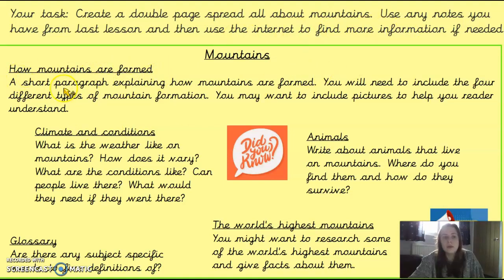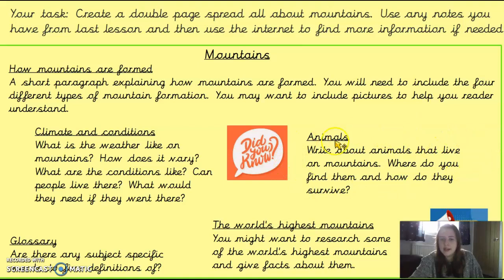So, how mountains are formed. We know how different mountains are formed, and you might want to talk about the 4 different variations of mountains and how each one is formed in this paragraph. Climate and conditions. This bit is what we're looking at today mainly. So you're going to need to use the internet to find out specific climate and conditions of specific mountain ranges. On our last geography session, you were asked to find out what the conditions are like for those ones. So you might have a little bit of information, but you might want to find out some more.